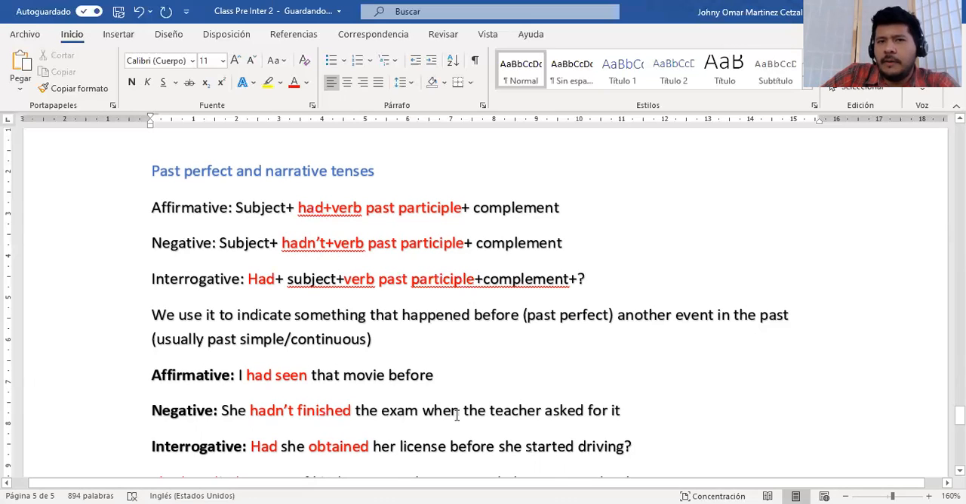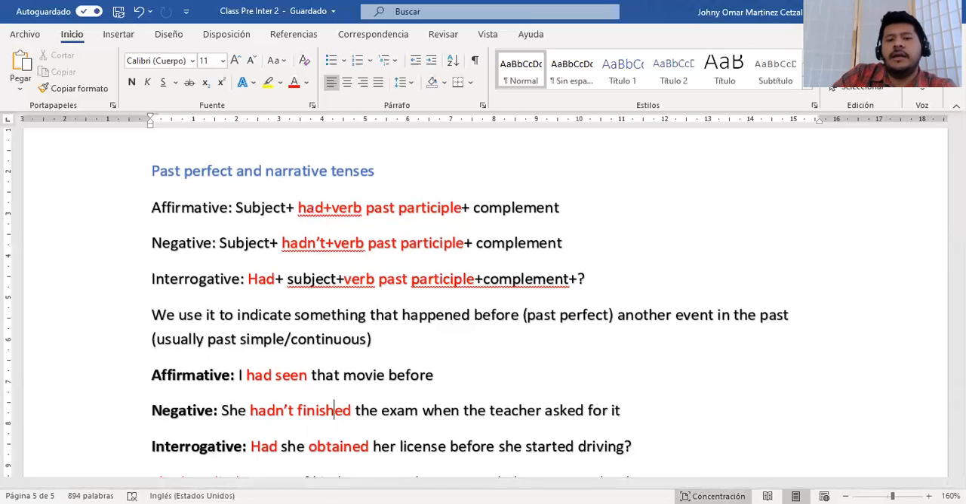It's not very common to use past perfect alone, okay? We usually use it with other tenses, normally past simple and past continuous, but this sentence sounds pretty good, no? I had seen that movie before. The complete sentence could be, I had seen that movie before we came here. I had seen that movie before you showed it to me on Netflix, something like that, okay? The second one is a good example.